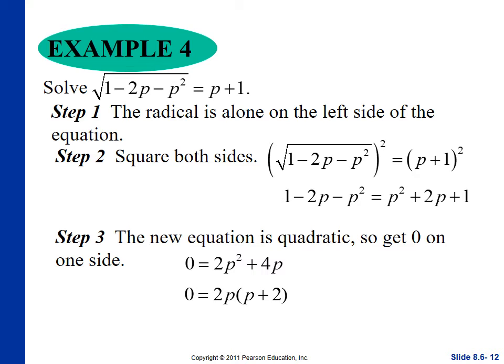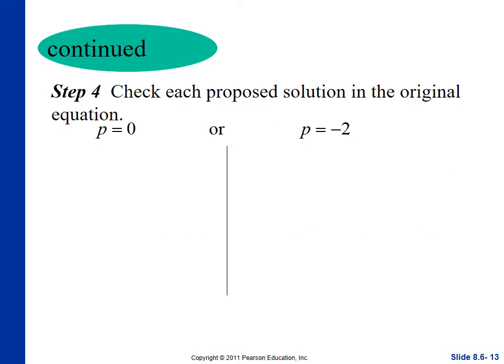So we end up with, factoring out, 2p. So we end up with 2p times the quantity p plus 2. So 2p equals 0, or p plus 2 equals 0. So p is equal to 0, or p is equal to negative 2. Now you've got to check. So let's do p equals 0 first.